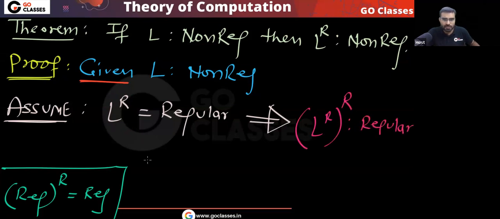Okay. What is L reverse whole reverse? That is L. So you got that L is regular. Did you get a contradiction or not?